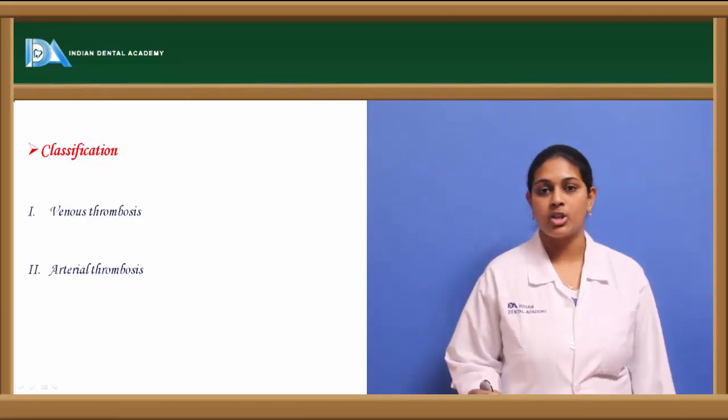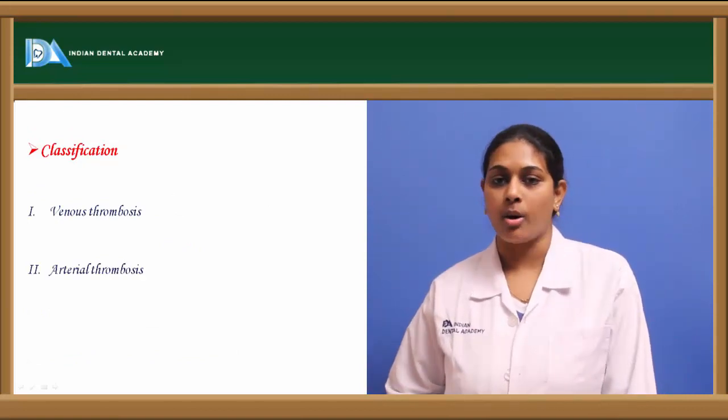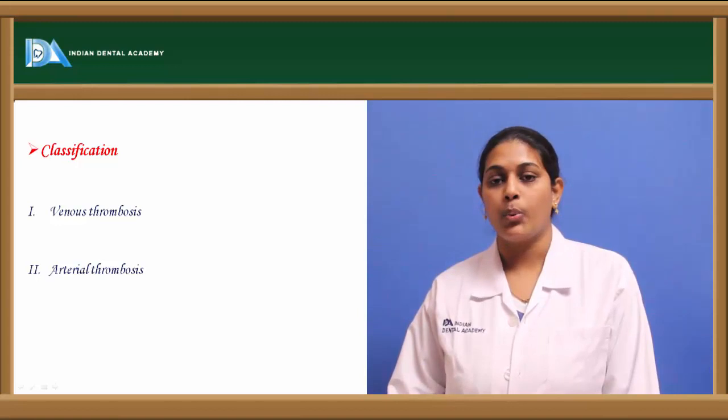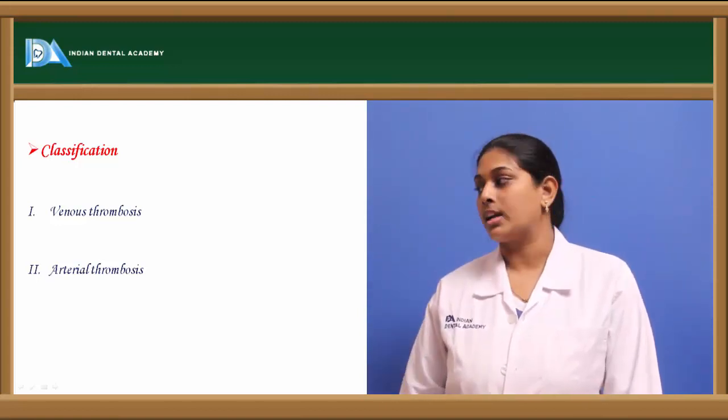Coming to the classification of thrombosis, it is broadly classified into venous thrombosis and arterial thrombosis. When the thrombosis is occurring in the veins, it is known as venous thrombosis. When it is involving the artery, it is known as arterial thrombosis.